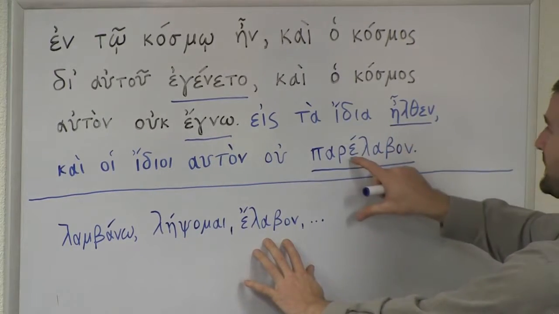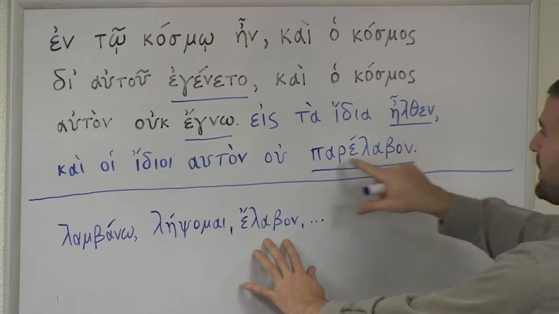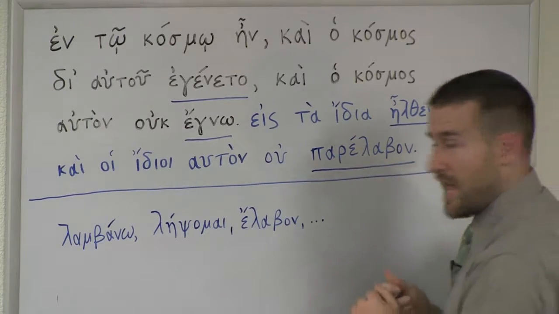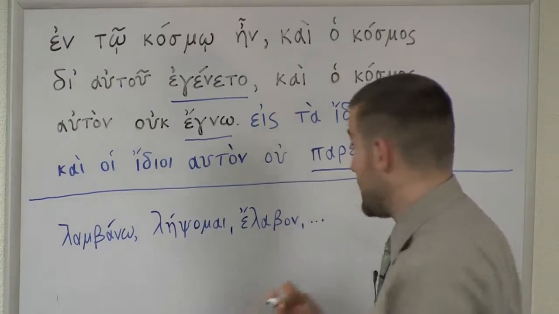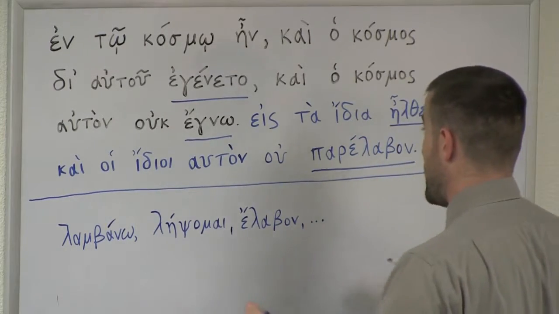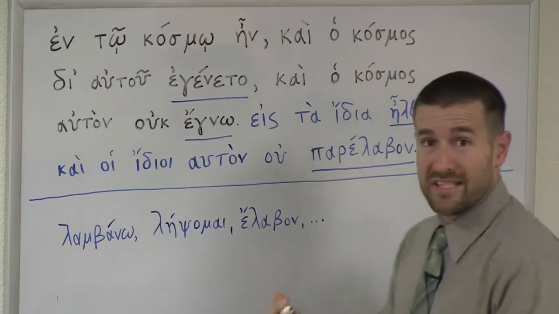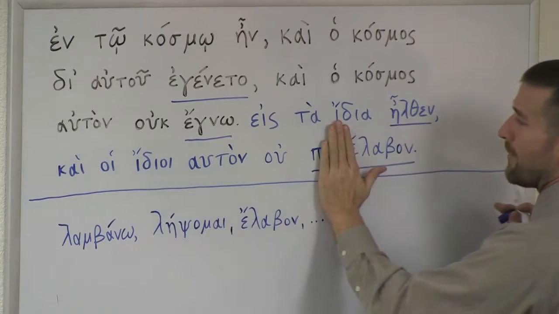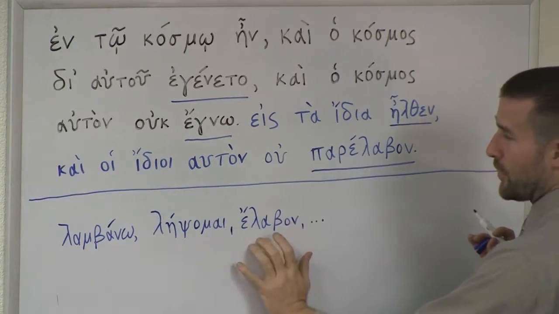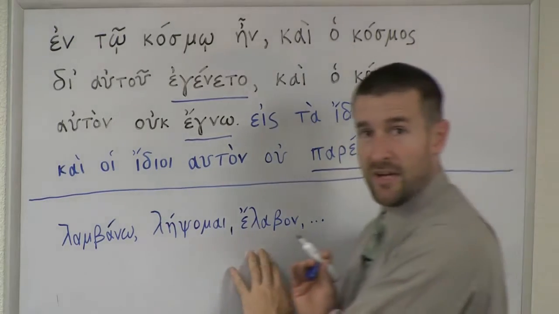And right here, what do we see within this word? Elavon. So basically the para has just been shortened to par. So instead of para lamvano becoming para elavon, that's a mouthful, so it just becomes parelavon. If you cover up the par, you have elavon, which is the third principal part of lamvano.